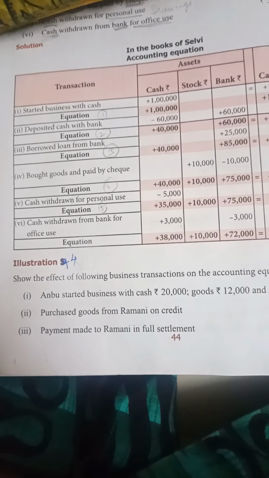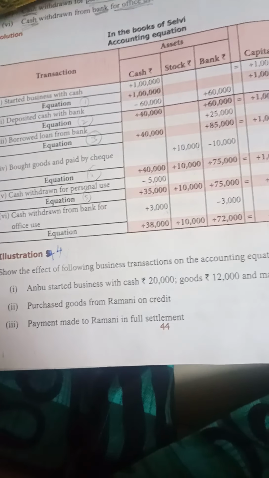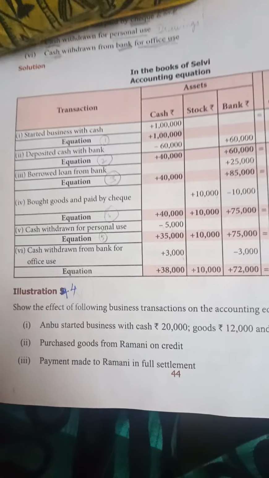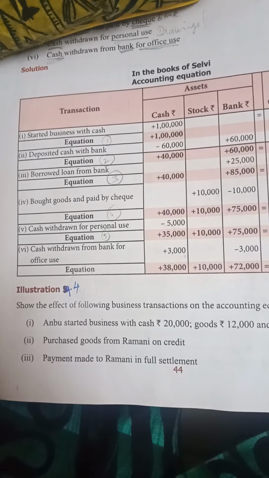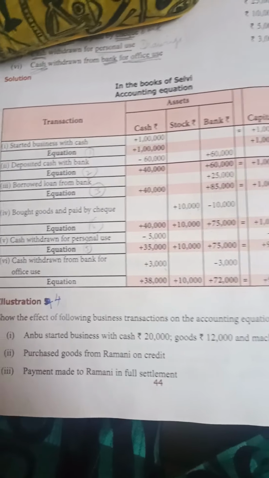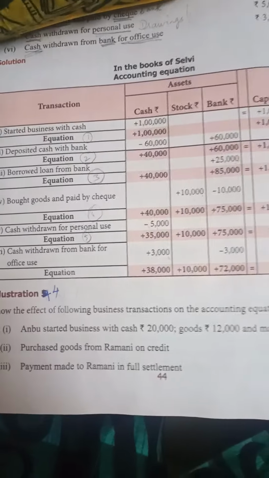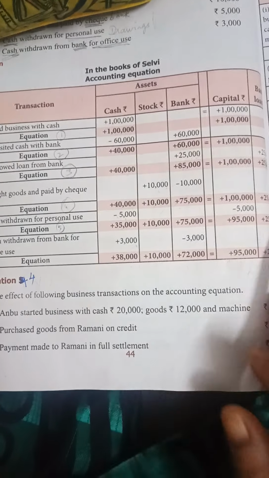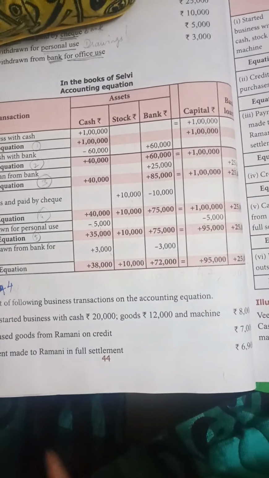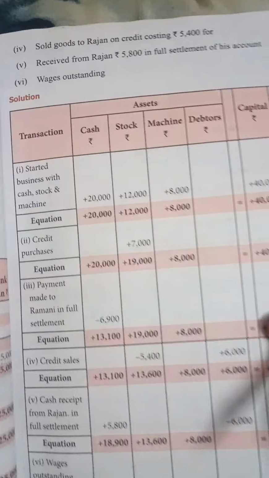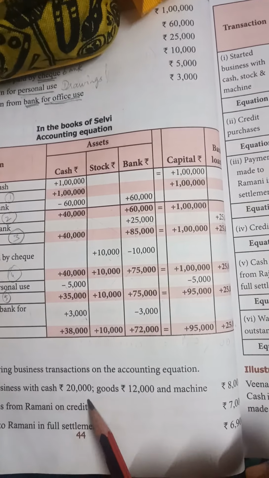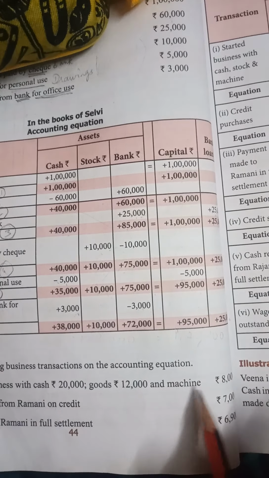Illustration 4. Show the effect of the following business transactions on the accounting equation. So here you have again 6 transactions. The first one is Anbu started business with cash 20,000, goods 12,000 and machine 8,000. Previously we saw started business with cash alone. Now it is a slightly different transaction wherein you have cash 20,000, goods 12,000 and machine 8,000.